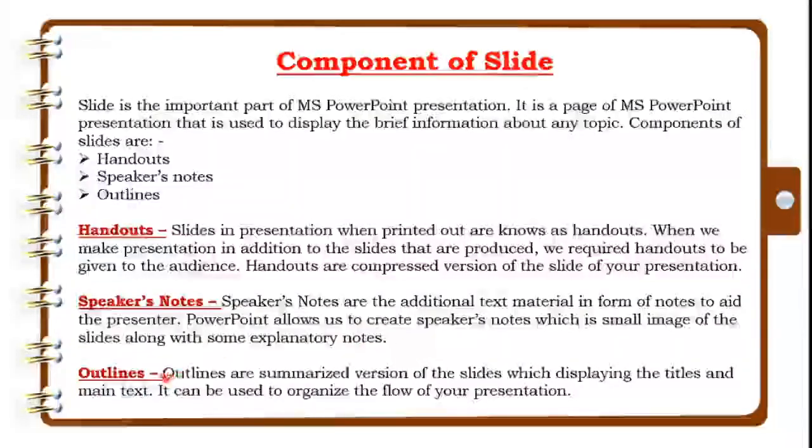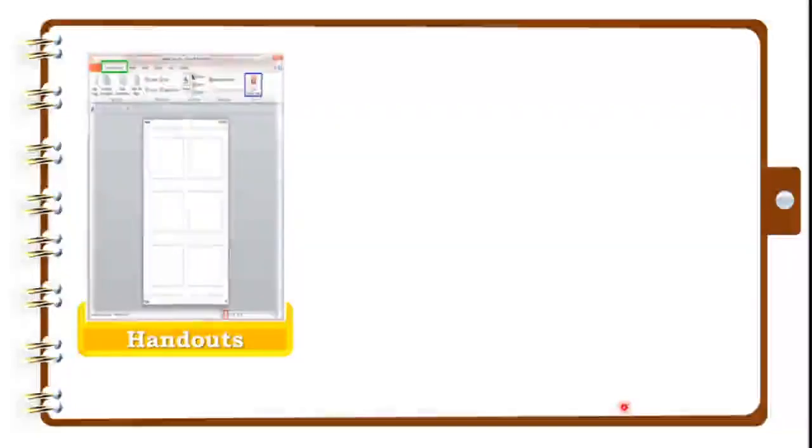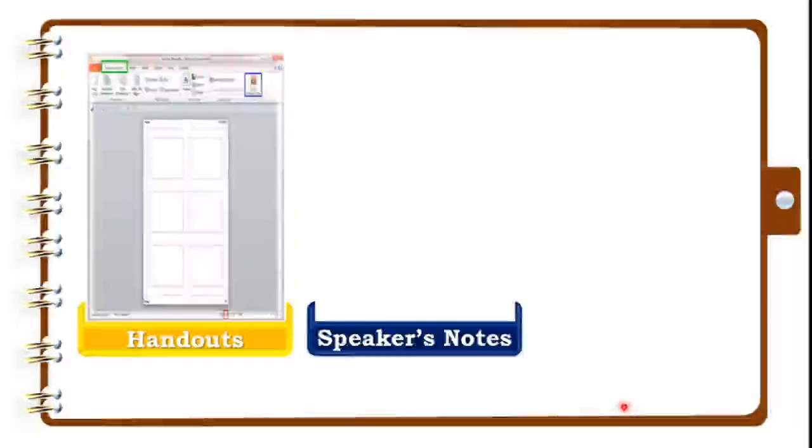Now the next topic that we will discuss is the outline. This is also a main component of slide. Outlines are a summarized version of the slides which display the titles and the main text. It can be used to organize the flow of your presentation.